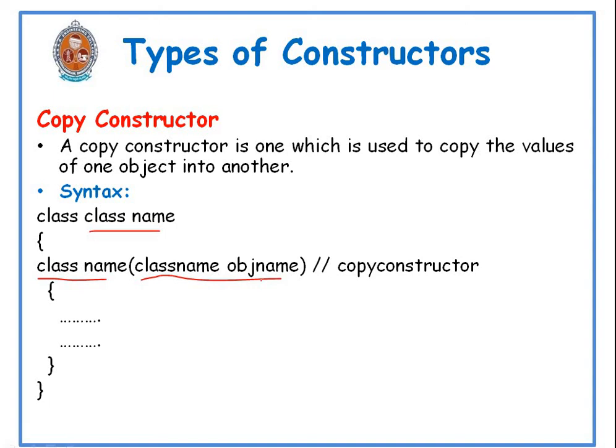Copy constructor takes the parameters as object reference. Why? Because here our constructor's job is to copy the values of one object into another object. That is why here the parameter is also taking the object reference.